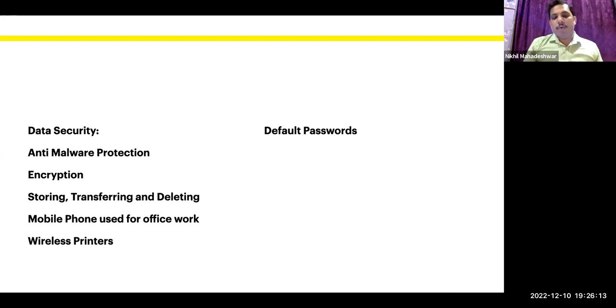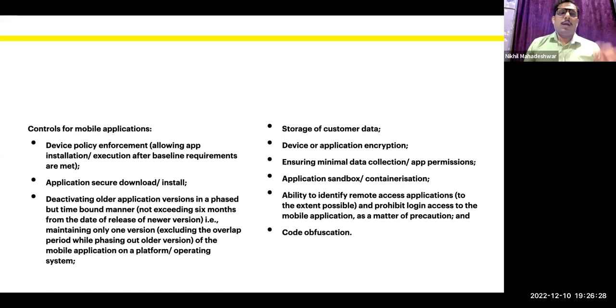Use of mobile phones for office work: you should either deploy MDM type of solutions for it. For wireless printers or any type of wireless devices, you should conduct a wireless PT, wireless penetration testing, and default passwords should be changed. Then there are controls specifically about the mobile application. This is a very important part.